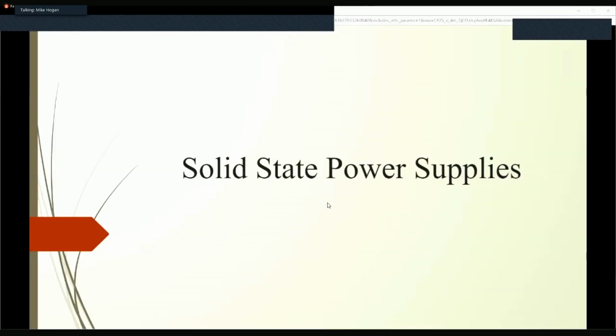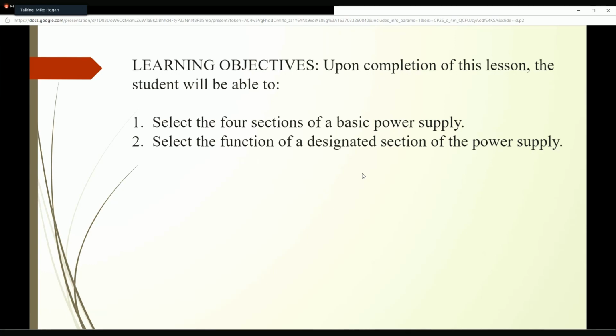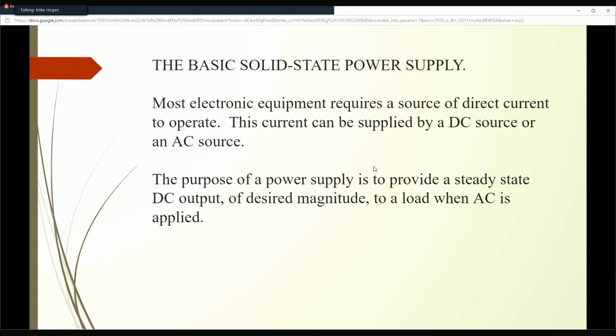All right, so last thing to talk about tonight is solid-state power supplies. Basically, we're going to look at four sections of a power supply, and we're going to talk about those functions. This is going to be a pretty quick overview through this presentation, and then we're going to use each one of the sections to talk about a little bit more in detail over maybe 2 days or something like that.